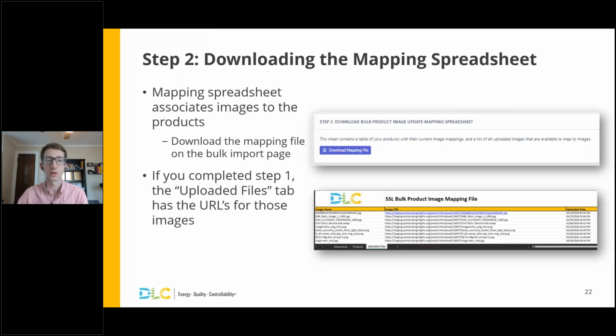Then the next step in the bulk import process is mapping your images to the products, and you do that through the mapping file. This is just an Excel sheet. You can see an example here of it. It's going to have all of your products and any images that you've uploaded to the tool. So if you finished step 1, there will be an Uploaded Files tab, and it will have the name, the URL, and the uploaded date for those images. And that URL is what you would use to associate the image to the product.